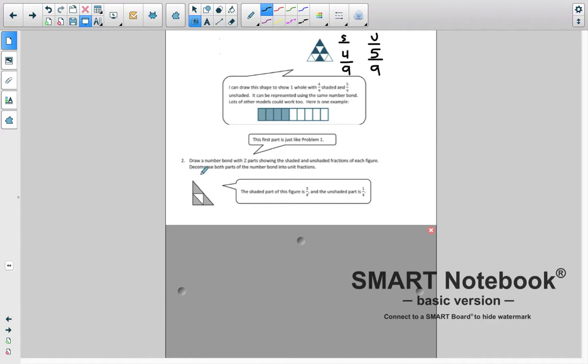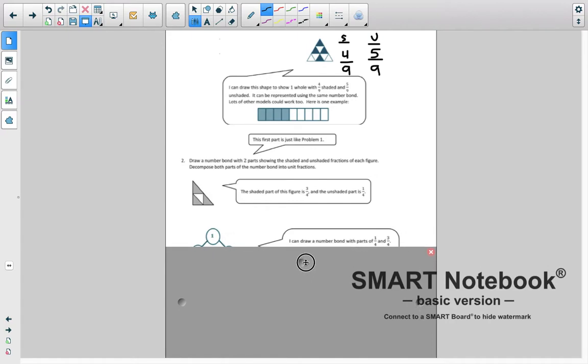So number 2 says draw a number bond with 2 parts showing the shaded and unshaded fractions of each figure. So just like last time, they put 1 at the top of their number bond that shows this whole entire picture. And then before I show you the other 2 parts, let's figure out. We got to find the shaded part first.